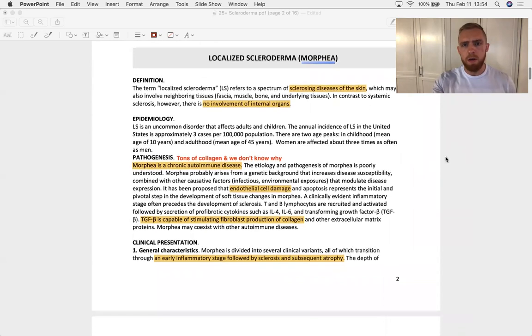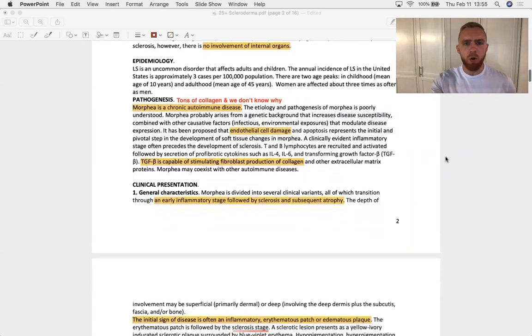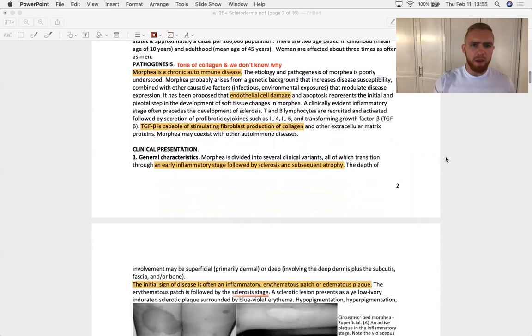Localized scleroderma is also called morphea. And localized scleroderma only involves the skin. You do not see visceral involvement with localized scleroderma. Again, it is an autoimmunity. We think it has something to do with molecular mimicry.